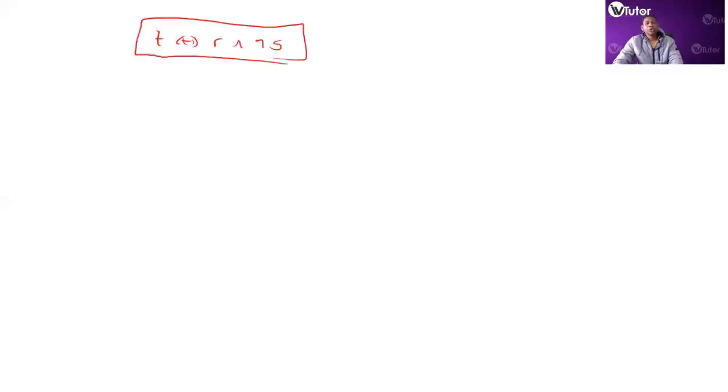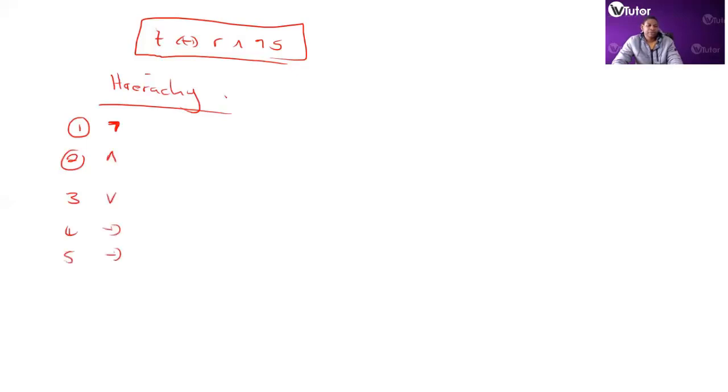Right. So we have what we call a hierarchy for these operators. The strongest operator is negation. So negation is number 1. Number 2 is conjunction. Number 3 is disjunction. Number 4 is implication. Number 5 is if and only if. So these are the operators present.